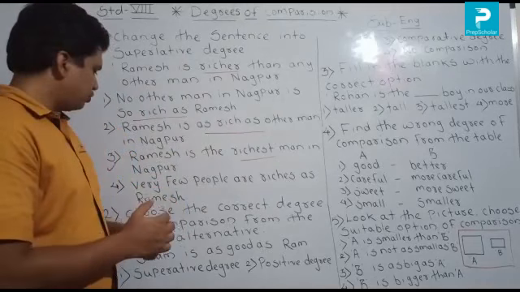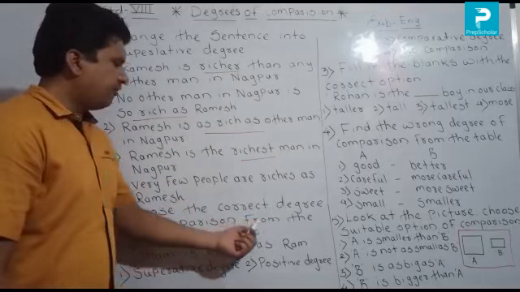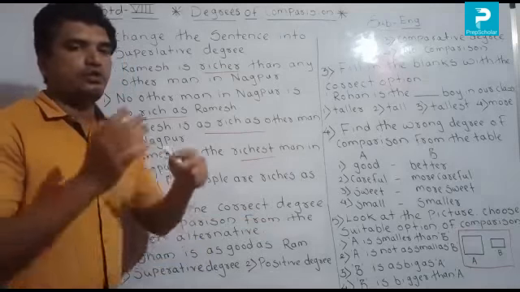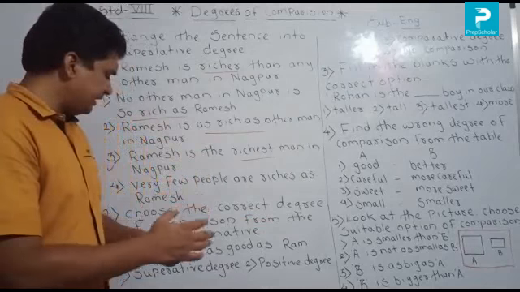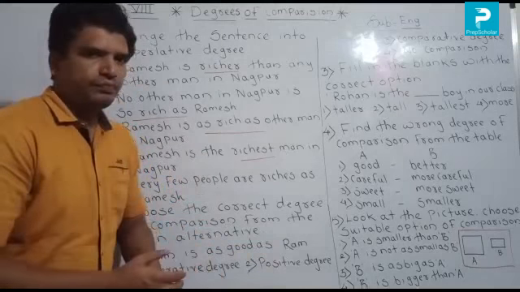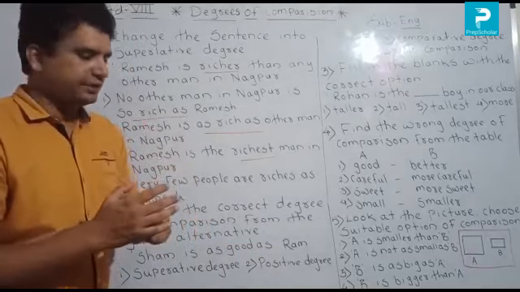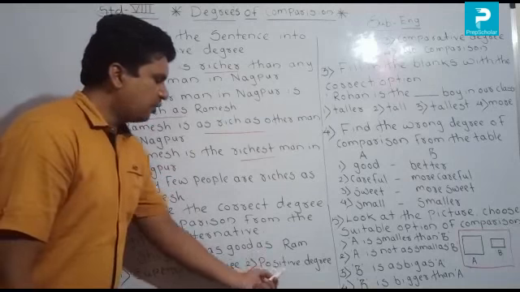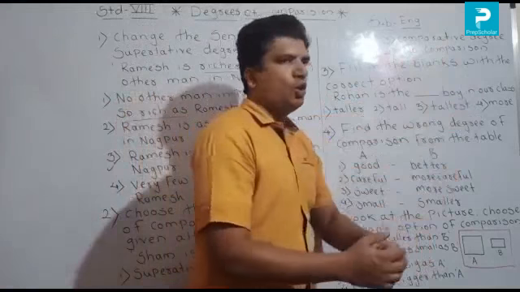Now the second question: choose the correct degree of comparison from the given alternatives. You choose the proper degree of comparison for this sentence. The sentence is, Sham is as good as Ram. हा सेंटेन्स कुठल्या डिग्री मधला आहे ते आपल्याला अल्टरनेटिव्ह मध्ये शोधायचं. Option 1 superlative degree, second positive degree, third comparative degree, and fourth no comparison.